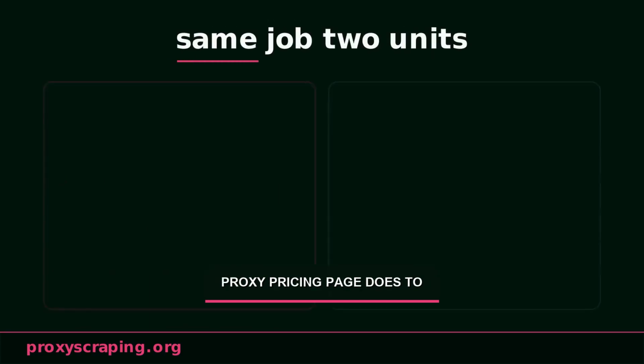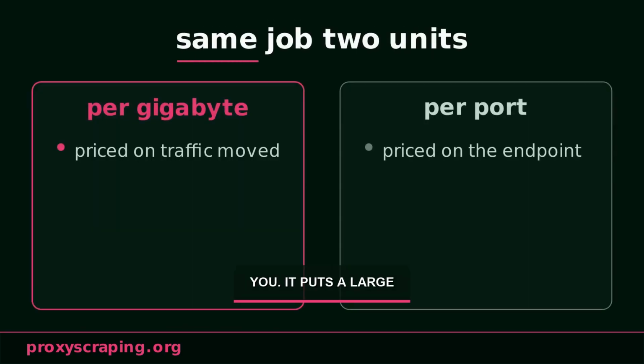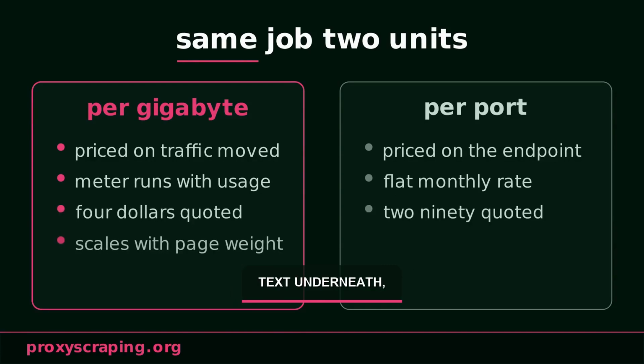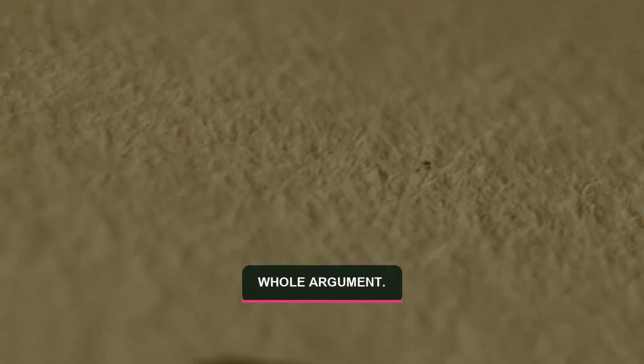That is what a proxy pricing page does to you. It puts a large friendly number in the middle of the screen and leaves the unit in the small text underneath. And the unit is the whole argument.